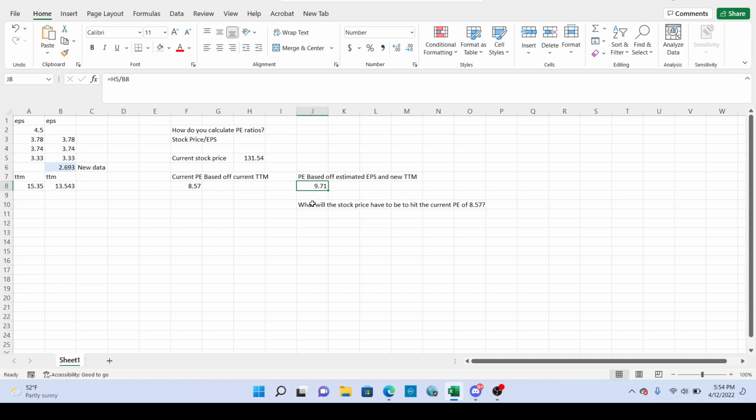So now you have this question. Okay, so what if tomorrow's earnings is exactly this estimate right here? Well, what will the stock price have to be to hit the current PE ratio of 8.57? The way that you calculate this is you do equals, you're going to multiply the new trailing 12 months by 8.57. So essentially, if JP Morgan goes down to $116, and this is their new trailing 12-month EPS, then the PE ratio at this price is going to be 8.57.